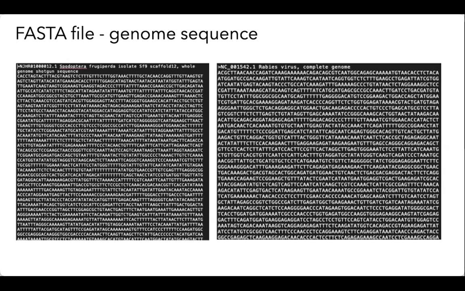This whole genome sequence of the organism can be stored in a format called the FASTA file format, which starts with a greater-than symbol at the first line, and that first line is a header that contains the necessary information that describes the sequence itself.